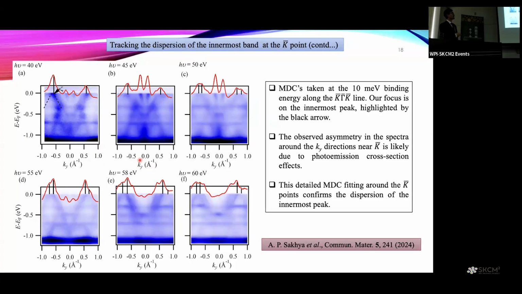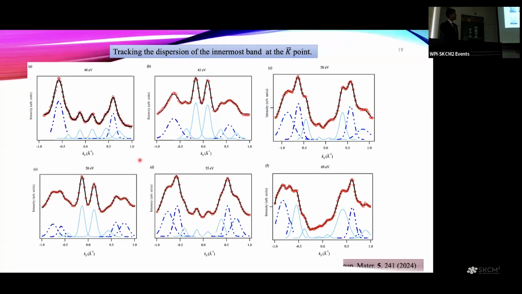What we did is we take an MDC, basically fix the binding energy and integrate along the direction, this cut. And we have these MDCs for various photon energies. Next, we can fit these using Lorentzian Gaussian functions. And when we track these points, what we can find out is that these K points are dispersive. The bands at the K point are dispersive. This suggests that the band at the K point is a bulk band.